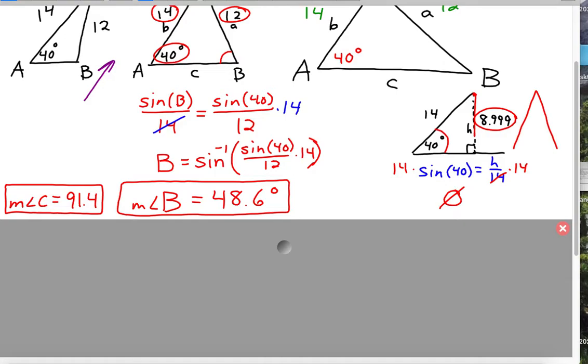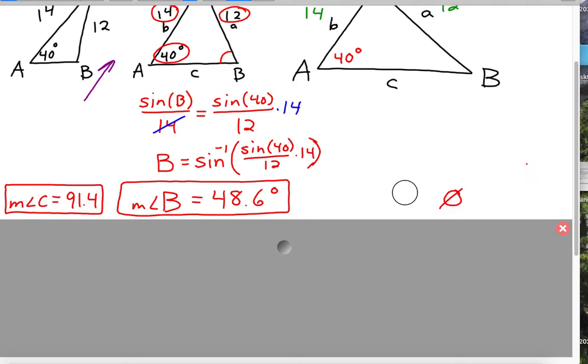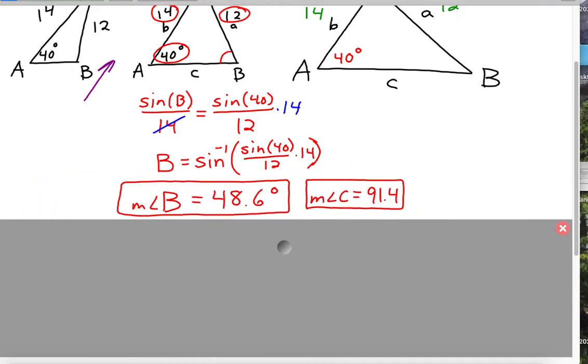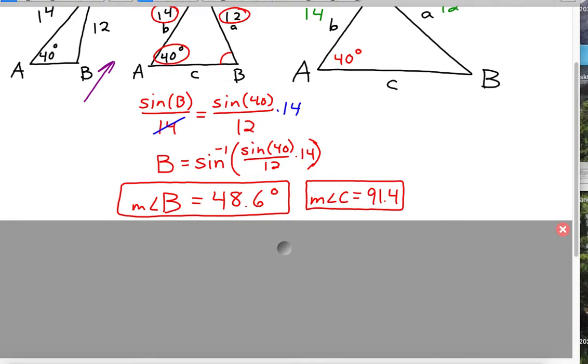So we have angle B, angle C, angle A. We have side A, side B. We still need side C. We need some more room, so let me get rid of this. Let's move this to the other side. There. All right, and now let's find side C.